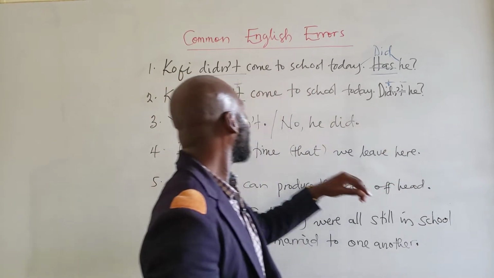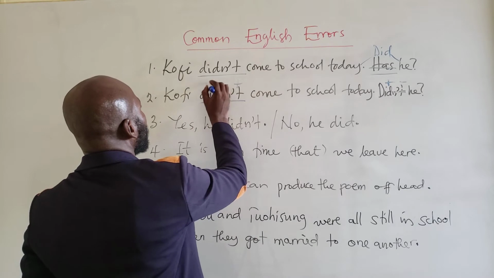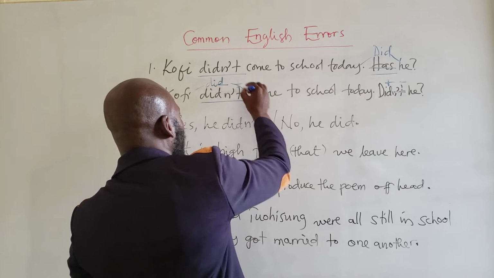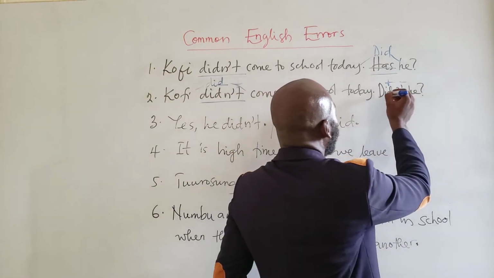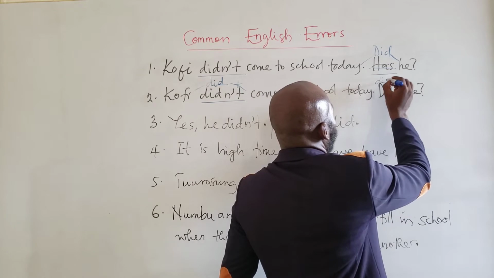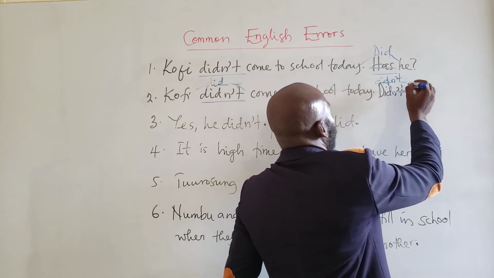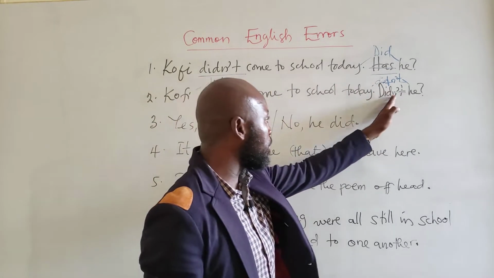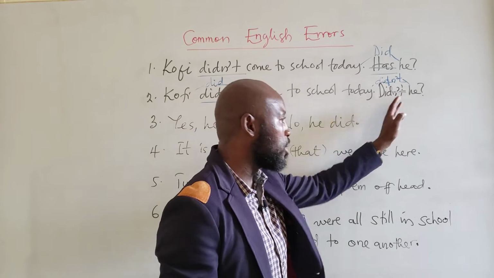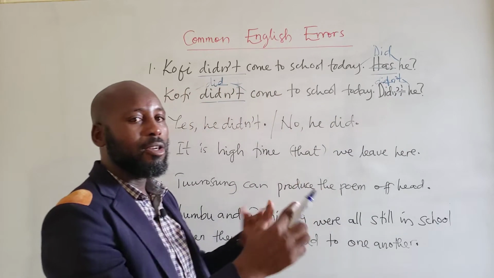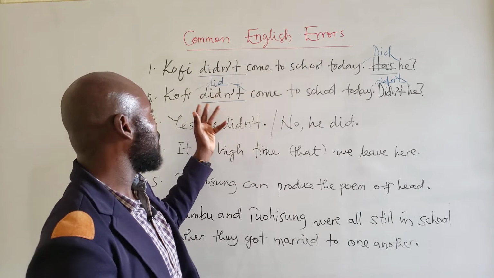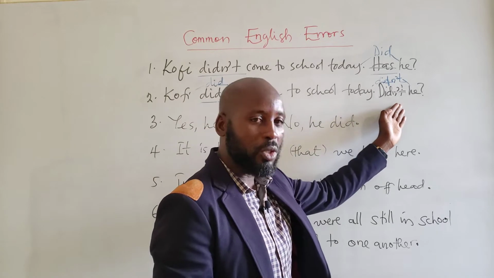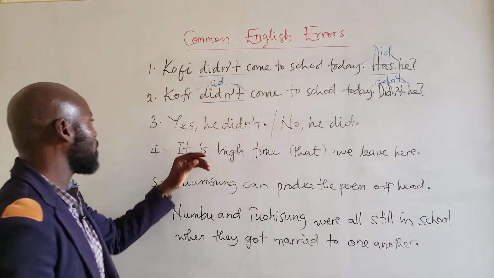So Kofi didn't come to school today. Did he? If this were to be Kofi did, positive, come to school today, then you would use what? Didn't. Didn't he? So that is it. Positive goes with negative, negative goes with positive. They are inversely related. There's an inverse relation between the verb used in the statement and the verb used in the tag. That's all for that.